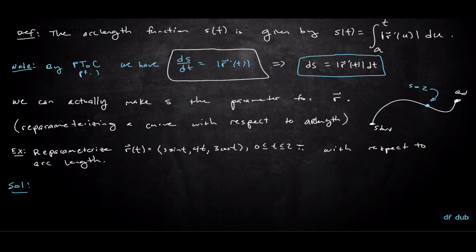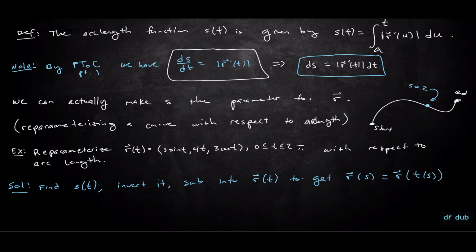So what we need to do is find s of t, invert it, and then sub into r of t to get r of s, which is just r of t of s. So what we're going to do is we're going to find s of t. So that's the first step. Second step, third step.